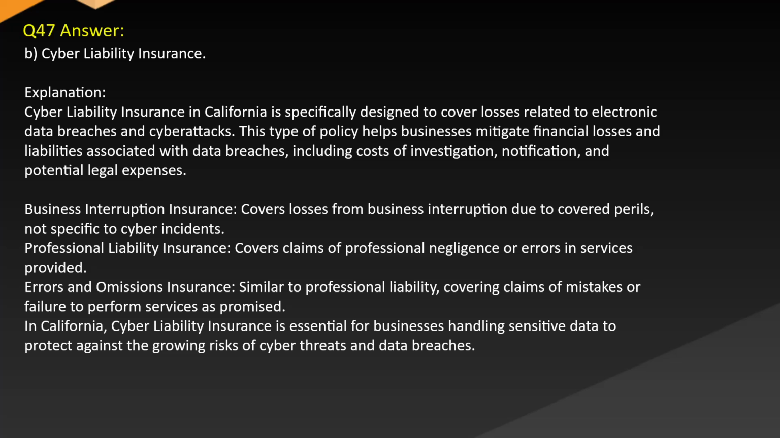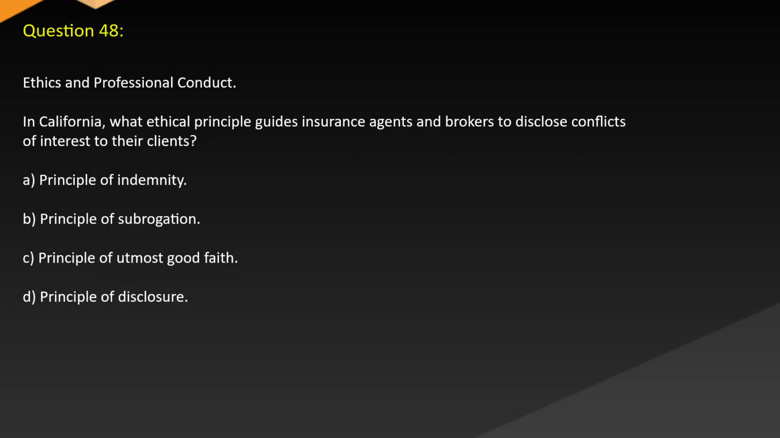Business interruption insurance covers losses from business interruption due to covered perils, not specific to cyber incidents. Professional liability insurance covers claims of professional negligence or errors in services provided. Errors and omissions insurance, similar to professional liability, covers claims of mistakes or failure to perform services as promised. In California, cyber liability insurance is essential for businesses handling sensitive data to protect against the growing risks of cyber threats and data breaches.